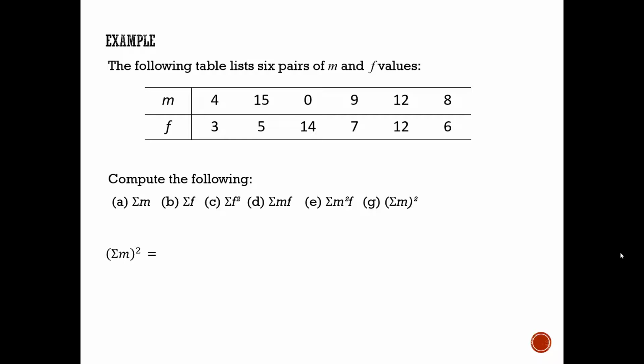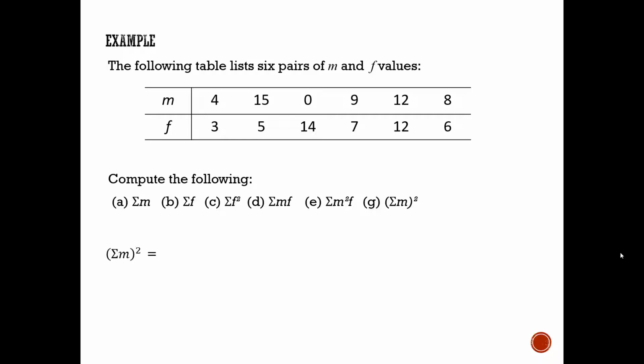In other words, under M, I want you to write the values 4, 15, 0, 9, 12, and 8 vertically. Then match those up with the F values, 3, 5, 14, 7, 12, and 6. Go ahead and fill those in. Now at the bottom, when you finish that, you're going to sum all of the values for M. You're just going to add them up. You're also going to sum all the values for F. Add those up and write that in. And then you're going to finish the rest of this chart.